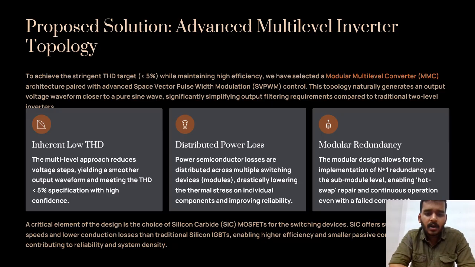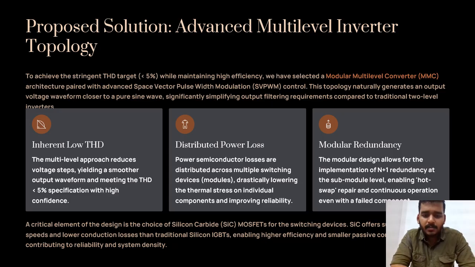Specification with the distribution of power loss. These power losses in semiconductors are distributed across multi-level switching devices, lowering thermal stress on individual components and improving reliability. The modular design depends on N+1 implementation, meaning the inverter continues operation even with a failed component. A critical element of the design is the silicon carbide MOSFET as switching devices. These offer higher speed and lower conduction losses.